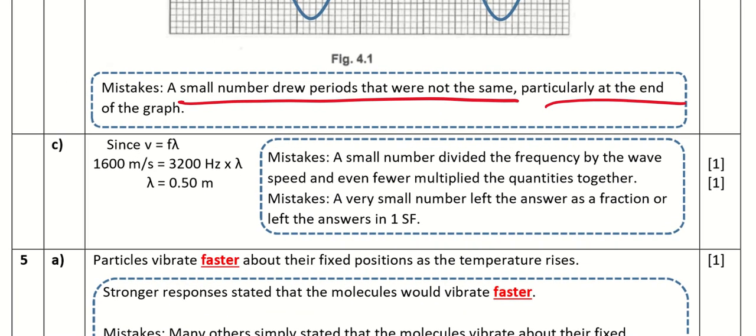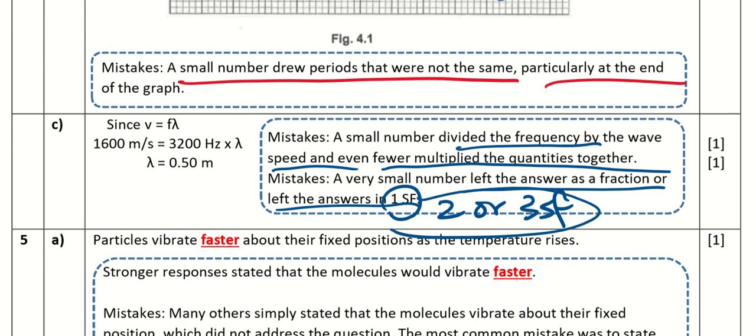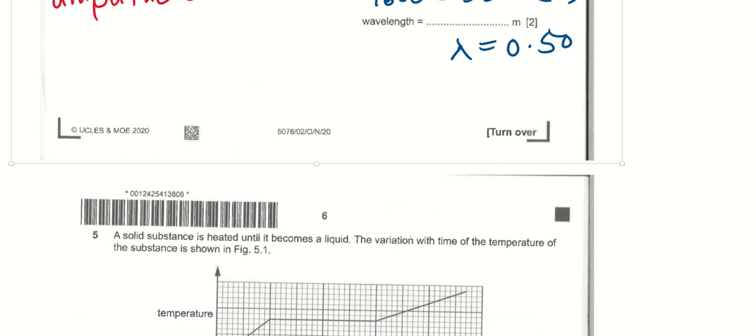After that you do your v equals f lambda. You see a small number divided the frequency by the wave speed, and even fewer multiplied the quantities together. So a very small number left the answer as a fraction or in 1 SF. That's what I mean. Leave your answer in 2 or 3 SF. Now that your practical is over, you don't need to care about the precision, the SF, or the DP. For theory paper, everything in 2 or 3 SF, never fraction. Please. Let's go to question 5.